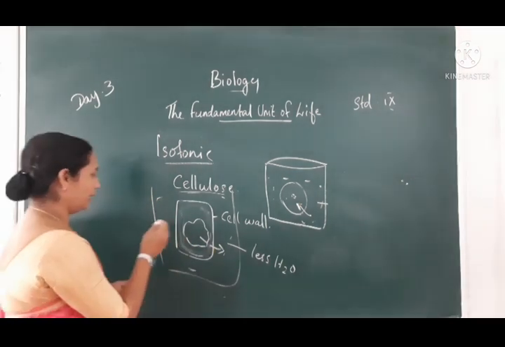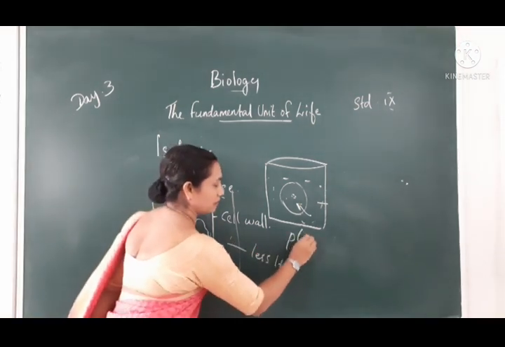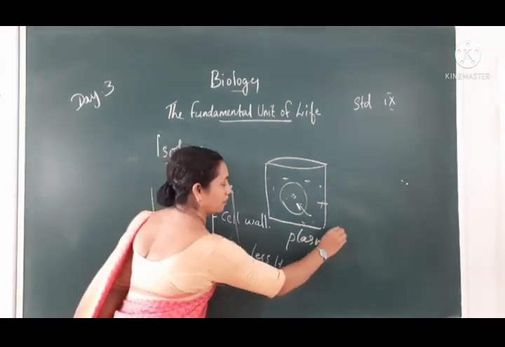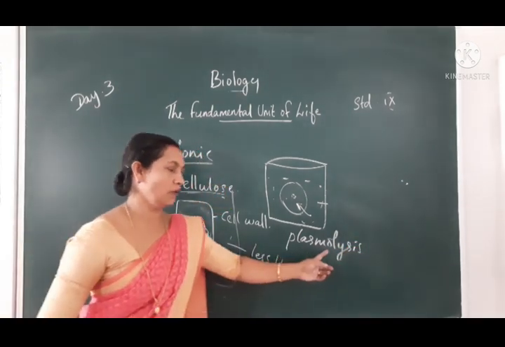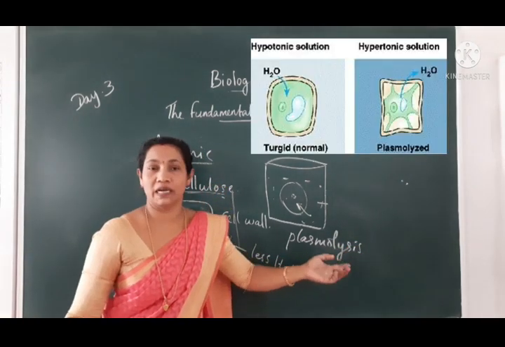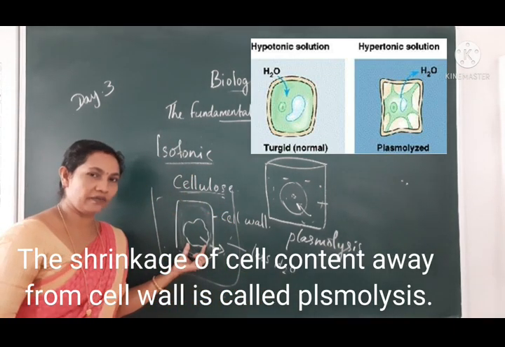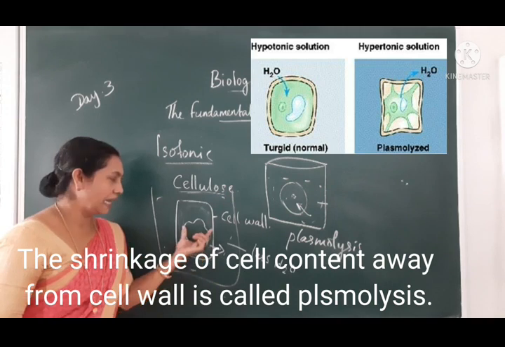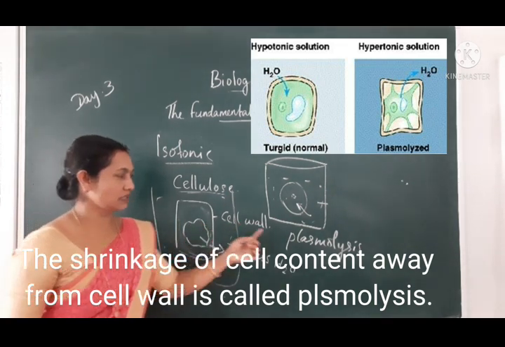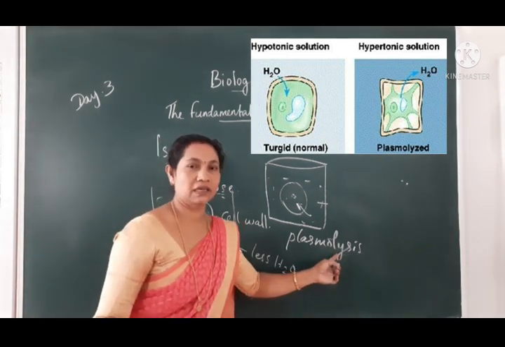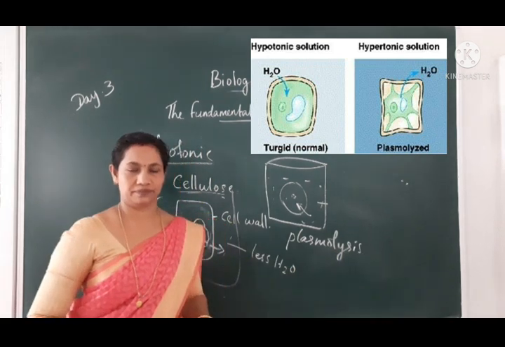And this phenomenon is known as plasmolysis. So what is meant by plasmolysis? The shrinkage of cell content away from the cell wall. That process is known as plasmolysis. This process occurs only in plant cells.